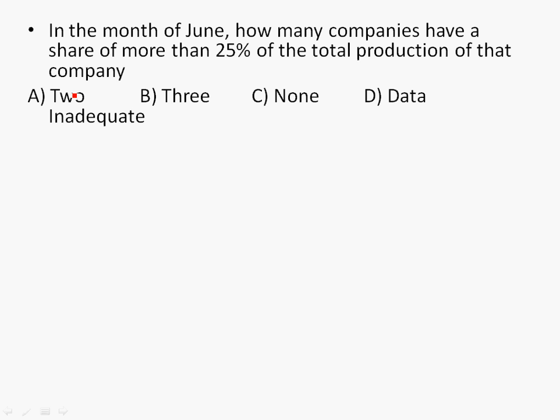In the month of June, how many companies have a share of more than 25% of the total production of that company? So this is a calculation intensive question, because you have to calculate for each company and find which is more than 25%. So the options are 2, 3, none, data inadequate. Obviously data is not inadequate, so D choice is gone.